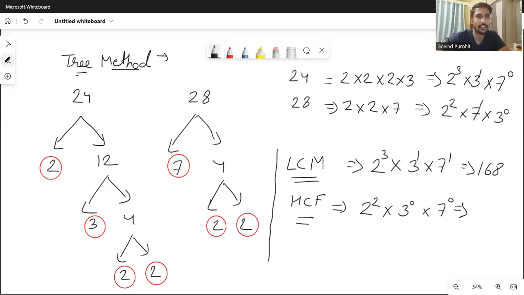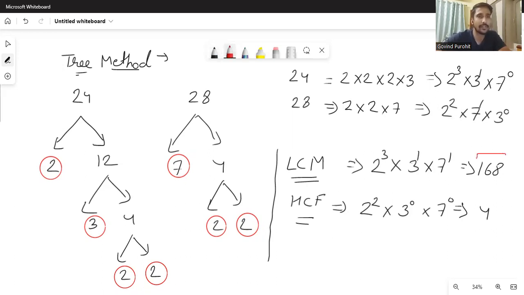And here you get 4. So that's how you get your HCF and LCM. I hope you understood, and thank you for your time and patience.